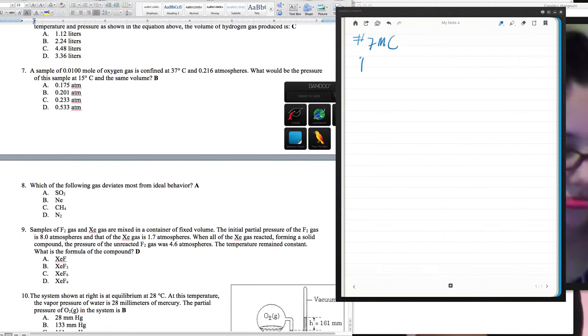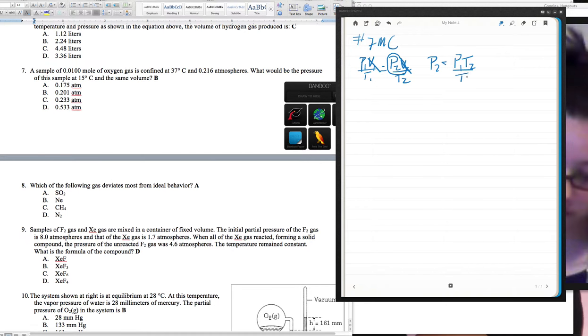So we know that we're doing P1 V1 over T1 equals P2 V2 over T2 because we have a change in conditions. So we know we're using the combined gas law. The same volume means that the V1 and the V2 go away because it's the same on both sides. And it's looking for the pressure, so we're looking for P2. So our equation is going to be P2 is equal to P1 T2 over T1. And we need to change our temperatures to Kelvin. The moles don't play a role at all. It's like a little distractor there. So we can ignore that.